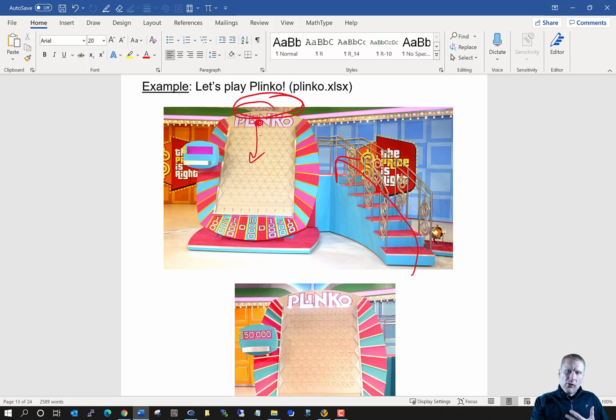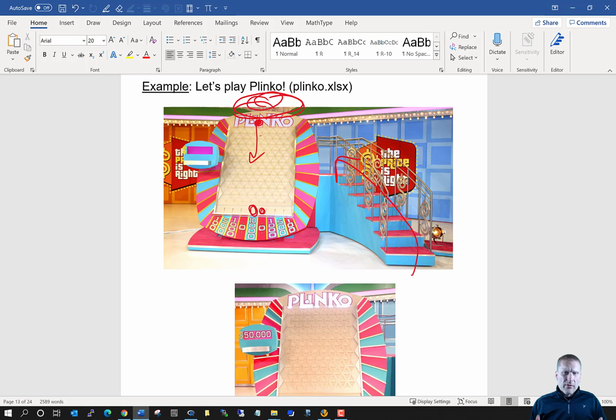And the goal for this contestant, the person standing at the top of the board, is that they want this Plinko chip to eventually land right here, right above the $10,000 spot. And if it does, they win $10,000. If instead the chip lands, let's say right here, they win $0.